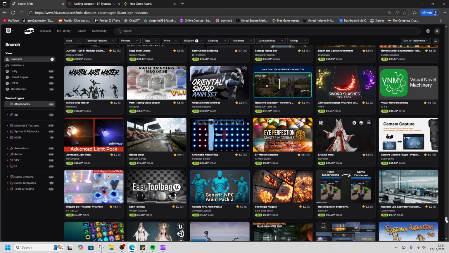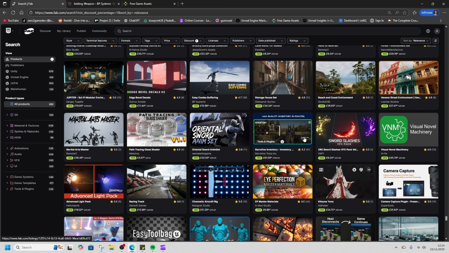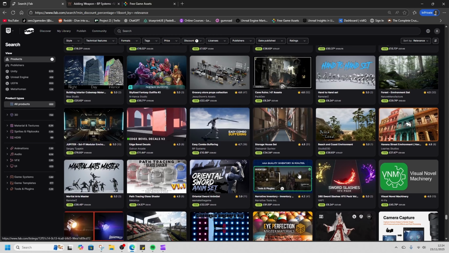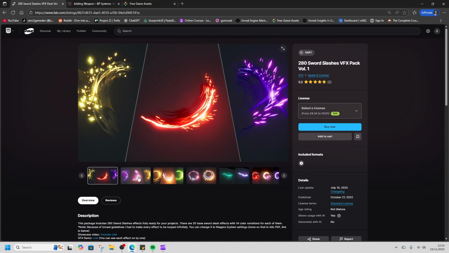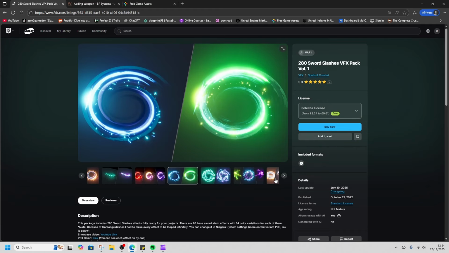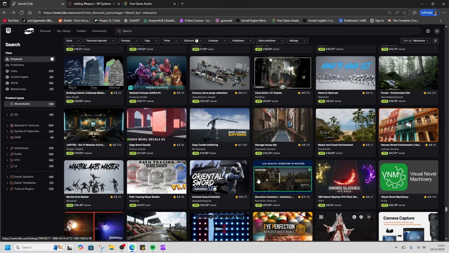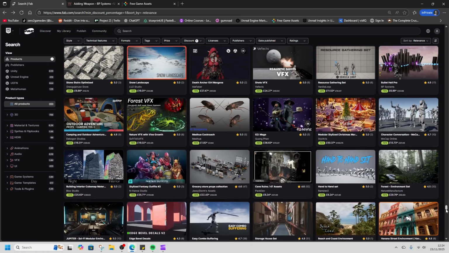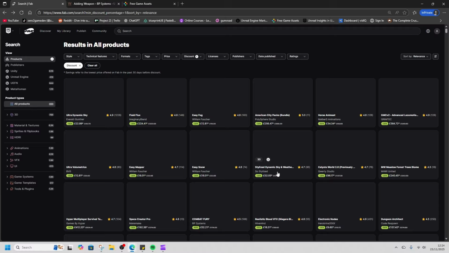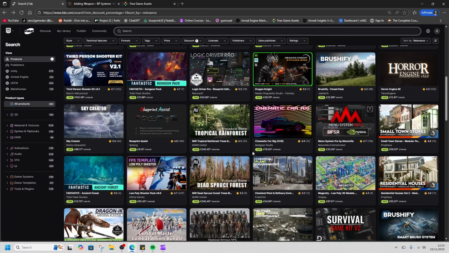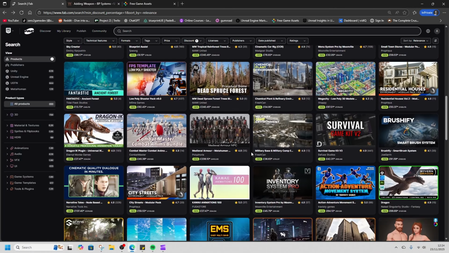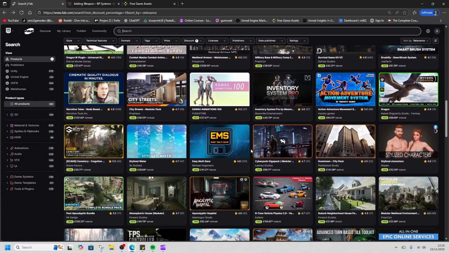Then in terms of the other things, I'd be looking for VFX and, well, just VFX really. So sword slashes and explosions and other good stuff like that. So you can get cheap VFX packs. For me, it goes things that I can use across multiple projects: animations, VFX, then templates, and then anything that's going to enhance my project.